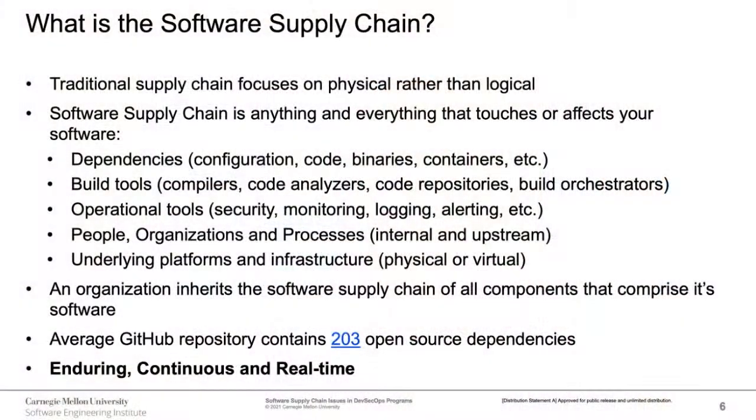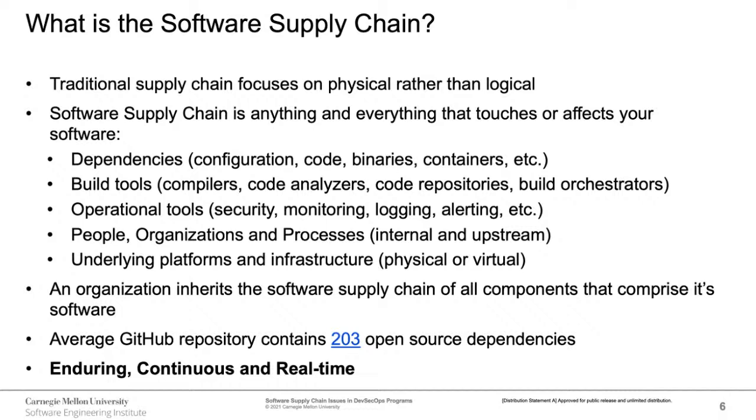So what is the software supply chain? The traditional supply chain focuses on physical rather than logical goods. But the software supply chain isn't just the dependencies that go into a particular piece of software, say the software that you use and leverage to build your end products. It's everything that is software related that touches and affects your software. Like I said, it's your dependencies, it's the tooling, particularly the build tools, your compilers, your code analyzers, the code repositories that your code comes from, the orchestrators that you use to actually move your source code through to finished products.